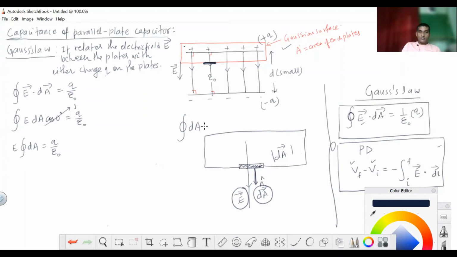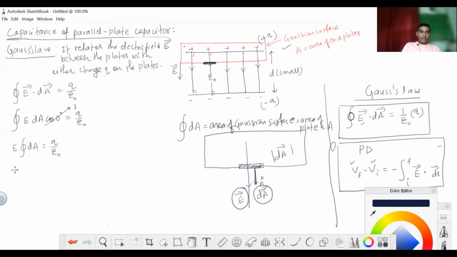So this gives us the area of the Gaussian surface through which the flux is passing. We take that part of the Gaussian surface through which electric flux is passing, or that part of the Gaussian surface which encloses electric charge, and this equals the area of the plate. So the area of the plate is capital A.